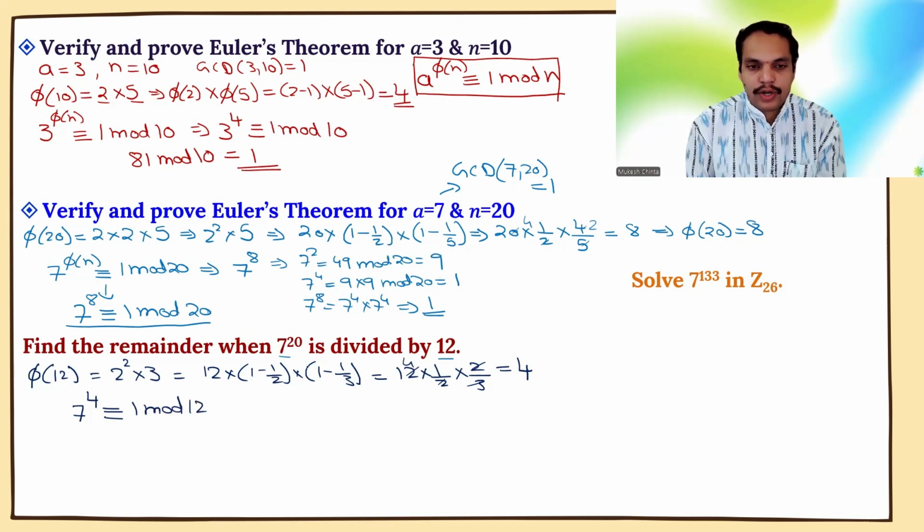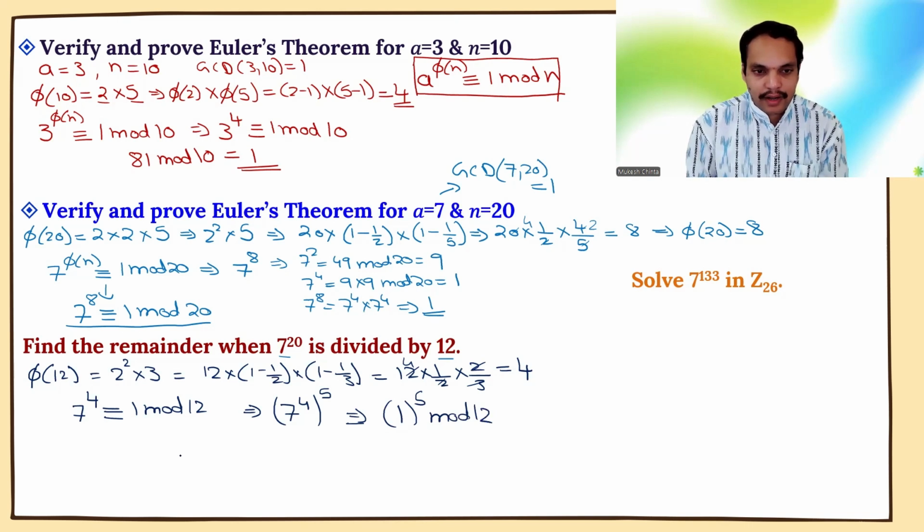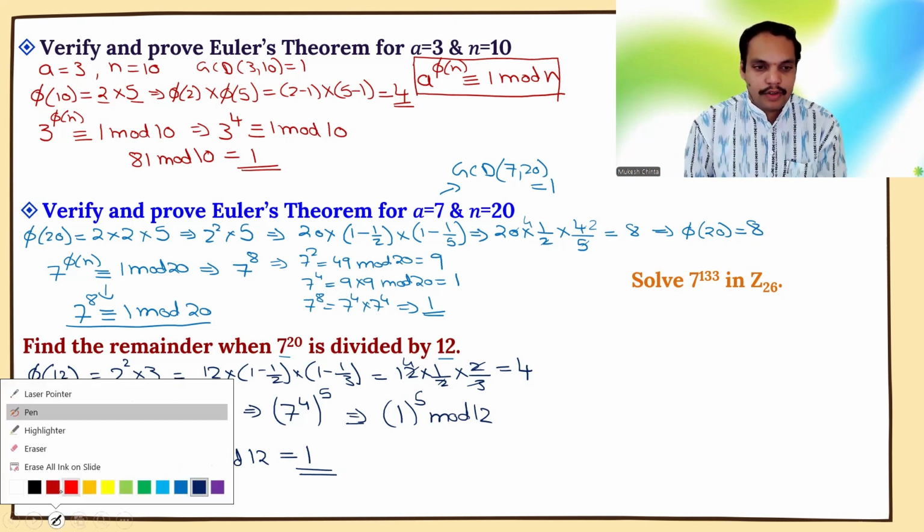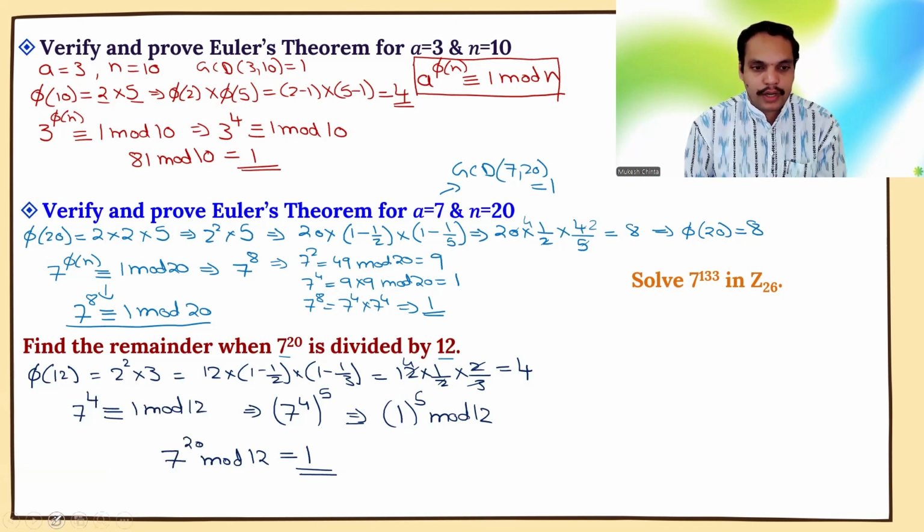But I need to find out what is 7 power 20. So how do we write it? 7 power 20 can be written as 7 power 4 to the power of 5 mod 12, which implies 1 to the power of 5 mod 12. So the remainder, when I do 7 power 20 mod 12, is equal to 1. This is the remainder. This is the answer. There is one more problem which we can perform here.